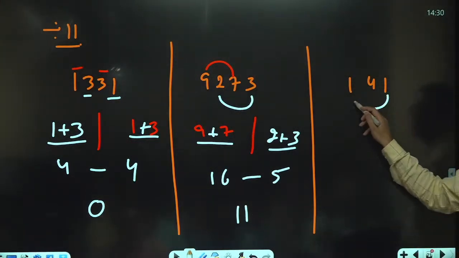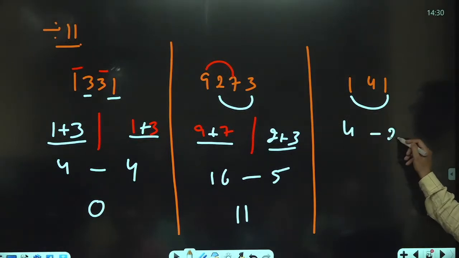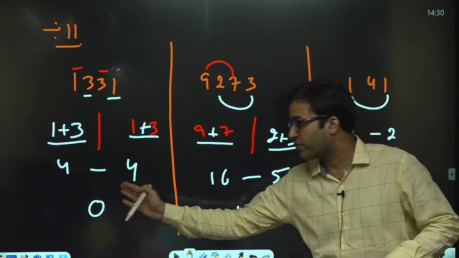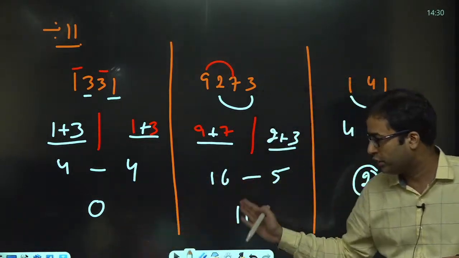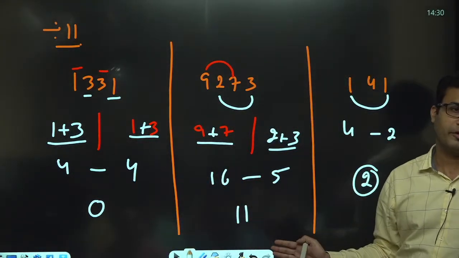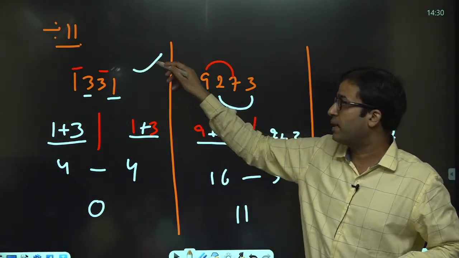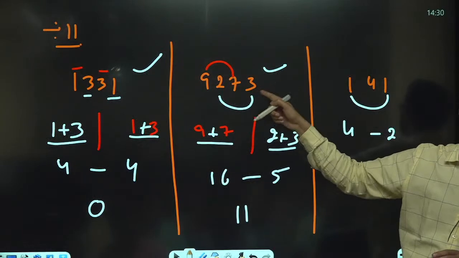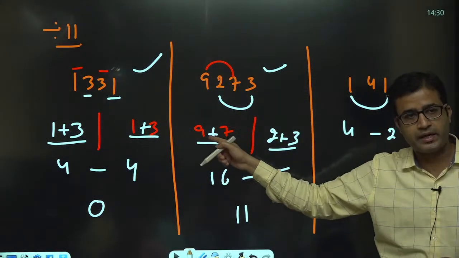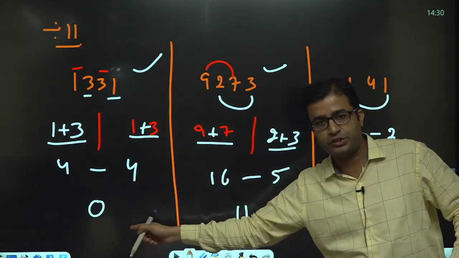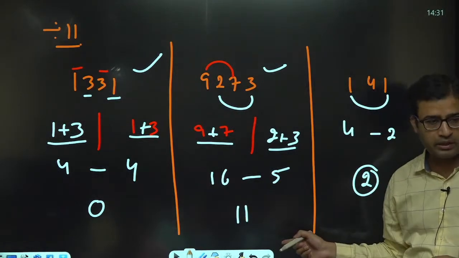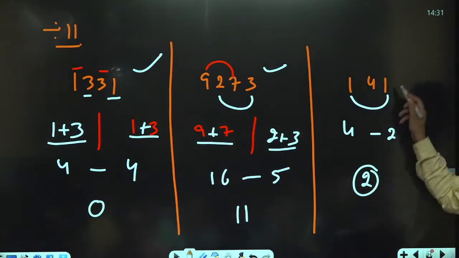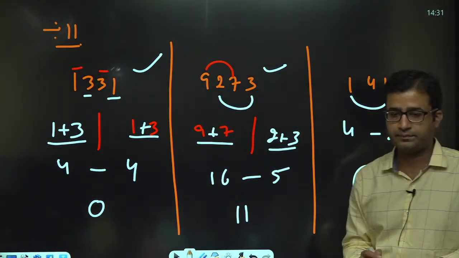In this case, it is 1 and 1, 2. It is 4. 4 minus 2, 2. So the rule is, when the difference is 0, 11 or a multiple of 11, it is divisible by 11. So 1, 3, 3, 1 is divisible by 11. 9, 2, 7, 3 is also divisible by 11. When the difference is 0, 11 or a multiple of 11, it is divisible by 11. Otherwise not. Here, this is not divisible by 11.